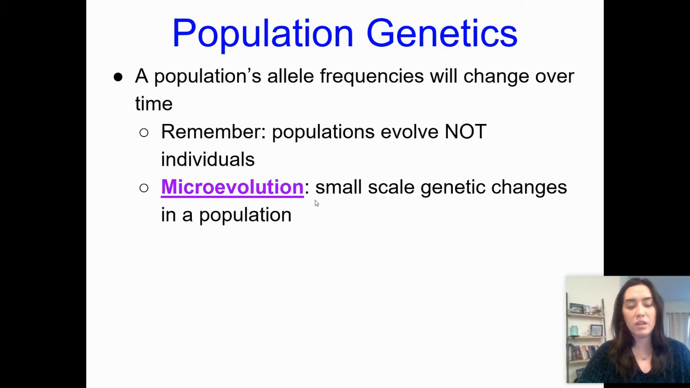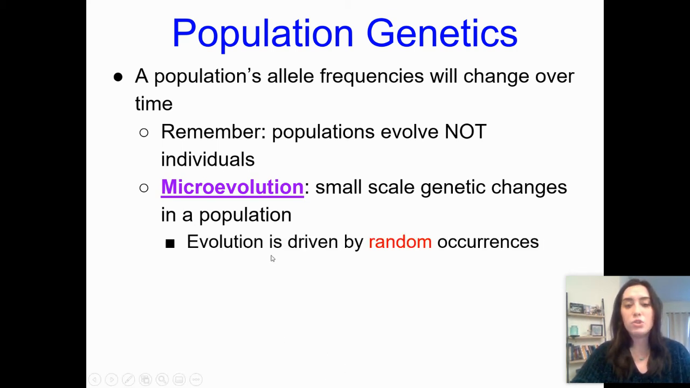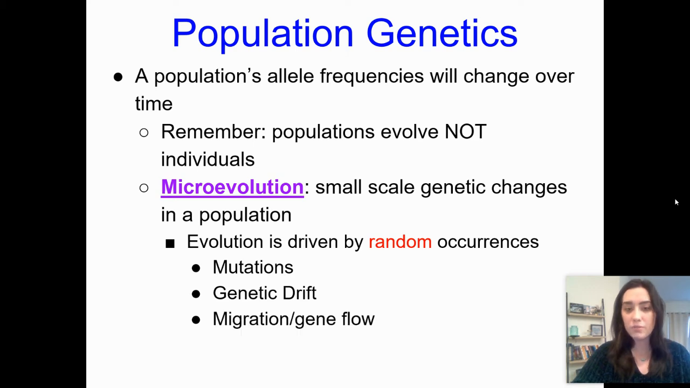So microevolution is a type of evolution at just a small scale, and this is actually more common because it's harder to evolve a larger population, right? So this is small-scale genetic changes in a population, and evolution is driven by random occurrences. Okay. So whether it be mutations, genetic drift, which we'll talk about what that means, migration or gene flow, or natural selection, which we've talked about already in class. Okay.